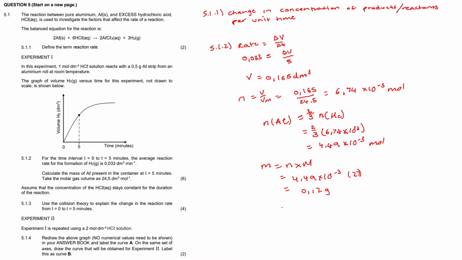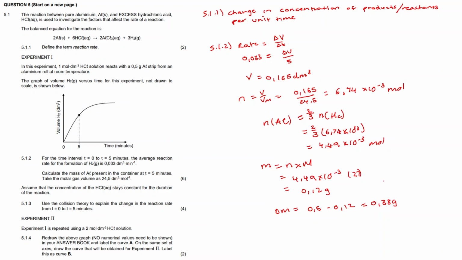We then take our initial mass that we have of being 0.5 and we minus the amount that reacted and we get 0.38 grams. And that is how much of Al is remaining in the container after 5 minutes. Assume that the concentration of HCl stays constant for the duration of the reaction.